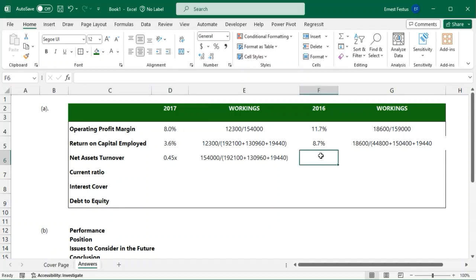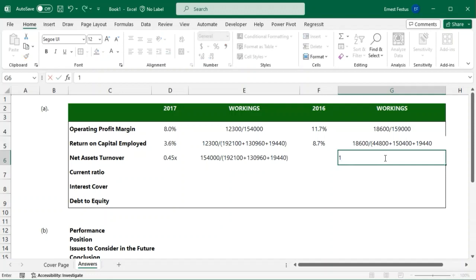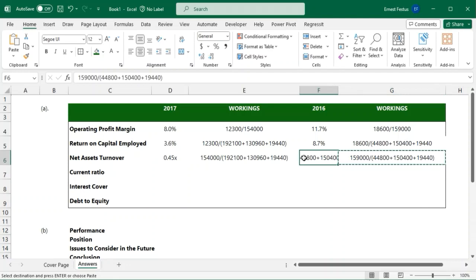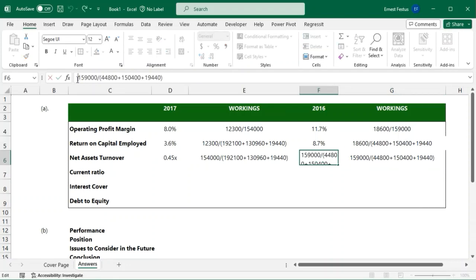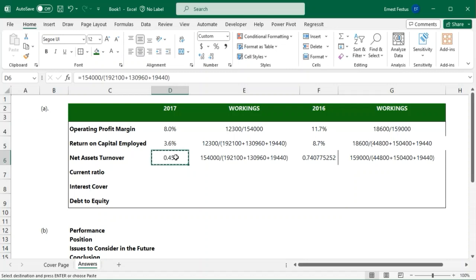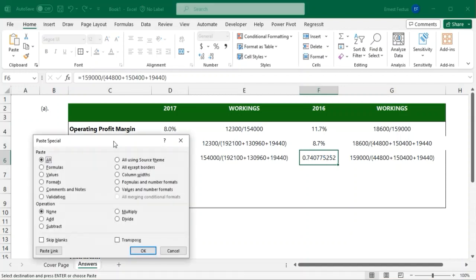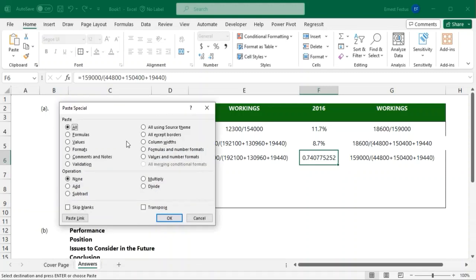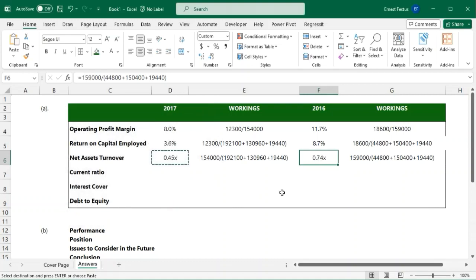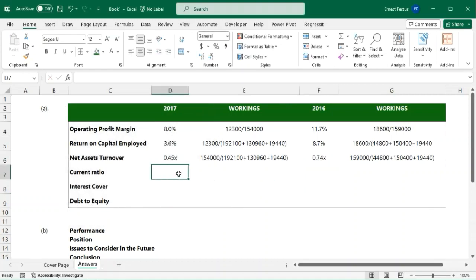Okay. Then we come here for my 2016 figure. This will be equal to my total revenue 150, and I'll copy and then I'll paste it here and insert my equal to sign. All right, the same format, so I'll just copy this format, come here, and then I'm going to paste special. The shortcut is Control Alt V to open the paste special dialog, and I'm going to paste the format only. So I'll select format only and then hit OK. There we have it.